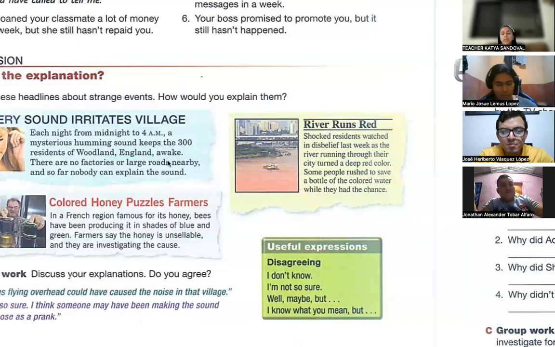Then we have river runs red. Shocked residents watched in disbelief last week as the river running through their city turned a deep red color. Some people rushed to save a bottle of colored water while they had the chance. What do you think? What could happen here?